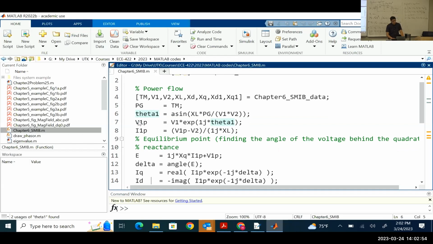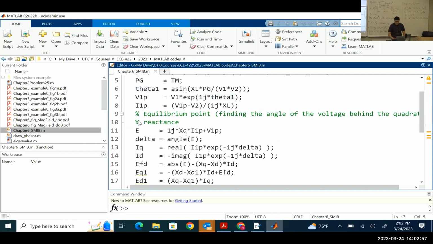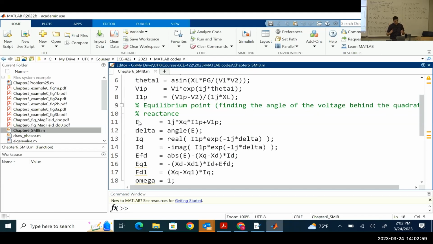So when you obtain the voltages and the current, then we will need to use the steady state model of the machine. And we proceed with the 6 steps we discussed last class. So step 1, we are going to determine the angle. The angle of what? That complex voltage behind the quadrature reactance. And that corresponds to lines 11 and 12. This is going to be the voltage in line 11, the voltage behind the quadrature reactance. And then for delta, we just take the angle of that complex quantity.